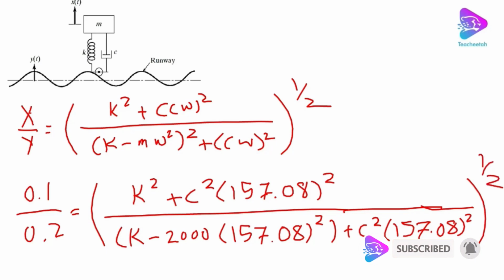Okay, so as you see, we have a pretty lengthy fraction, and we know the left hand side, which is given, but the right hand side has two unknowns. So we ended up with one equation with two unknowns, k and c. So how can we find k and c? We have only one equation.